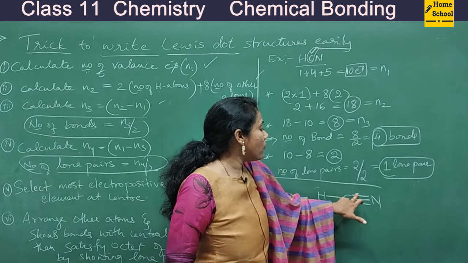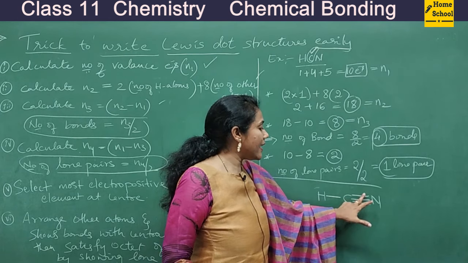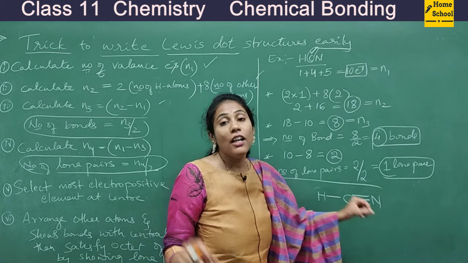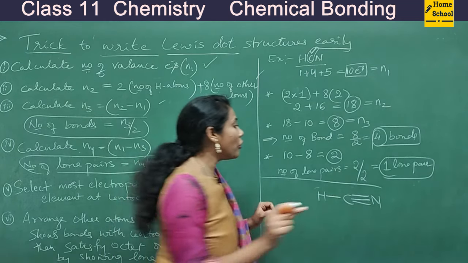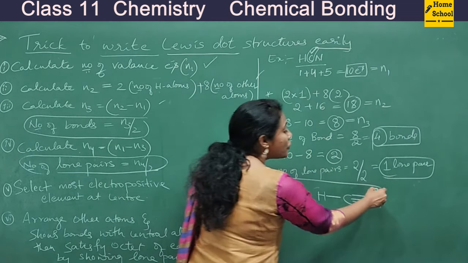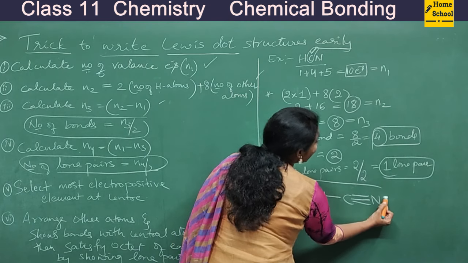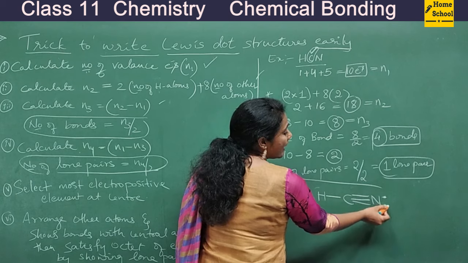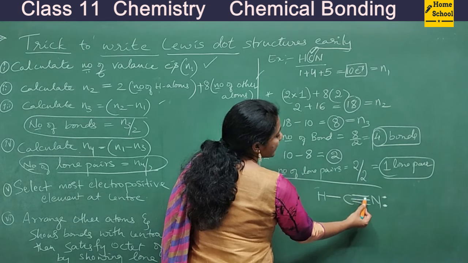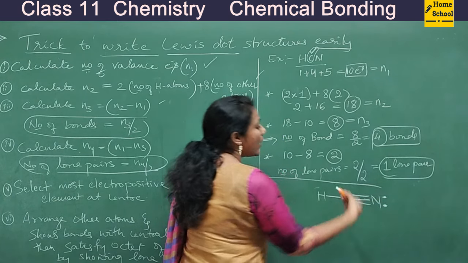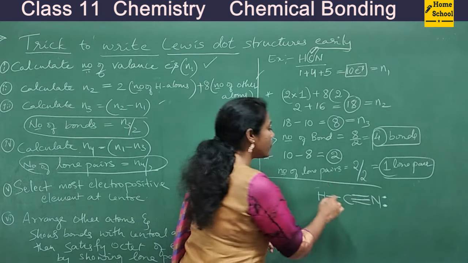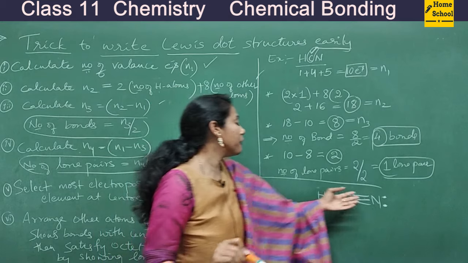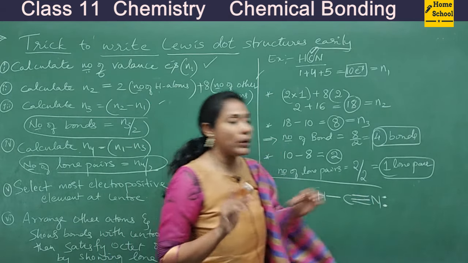Coming to nitrogen, 1, 2, 3, 4, 5, 6. It has only 3 bonds around it. That means only 6 electrons are there. So 2 more electrons it needs. So you have 1 lone pair. So where will you show that 1 lone pair? Definitely on nitrogen. Okay, so now you count 1, 2, 3, 4, 5, 6, 7, 8. Nitrogen also has 8 electrons. So this way you have to check the octet of every single atom after showing bonds and lone pair.